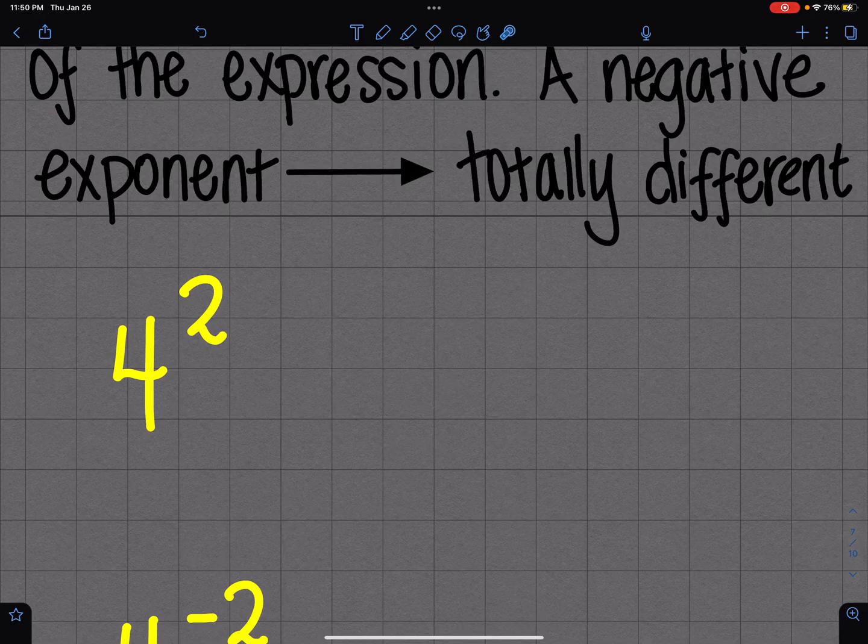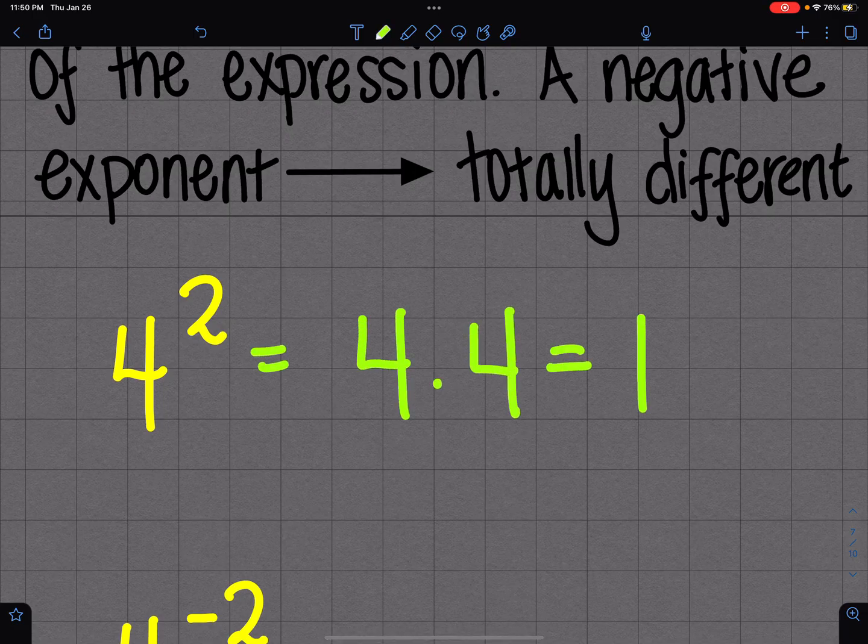Let's start with an easy one. Let's say we have the expression 4 squared. What does this mean? This means 4 times 4. There are 2 4s, and that means 16. Okay, you got that, easy peasy, right?